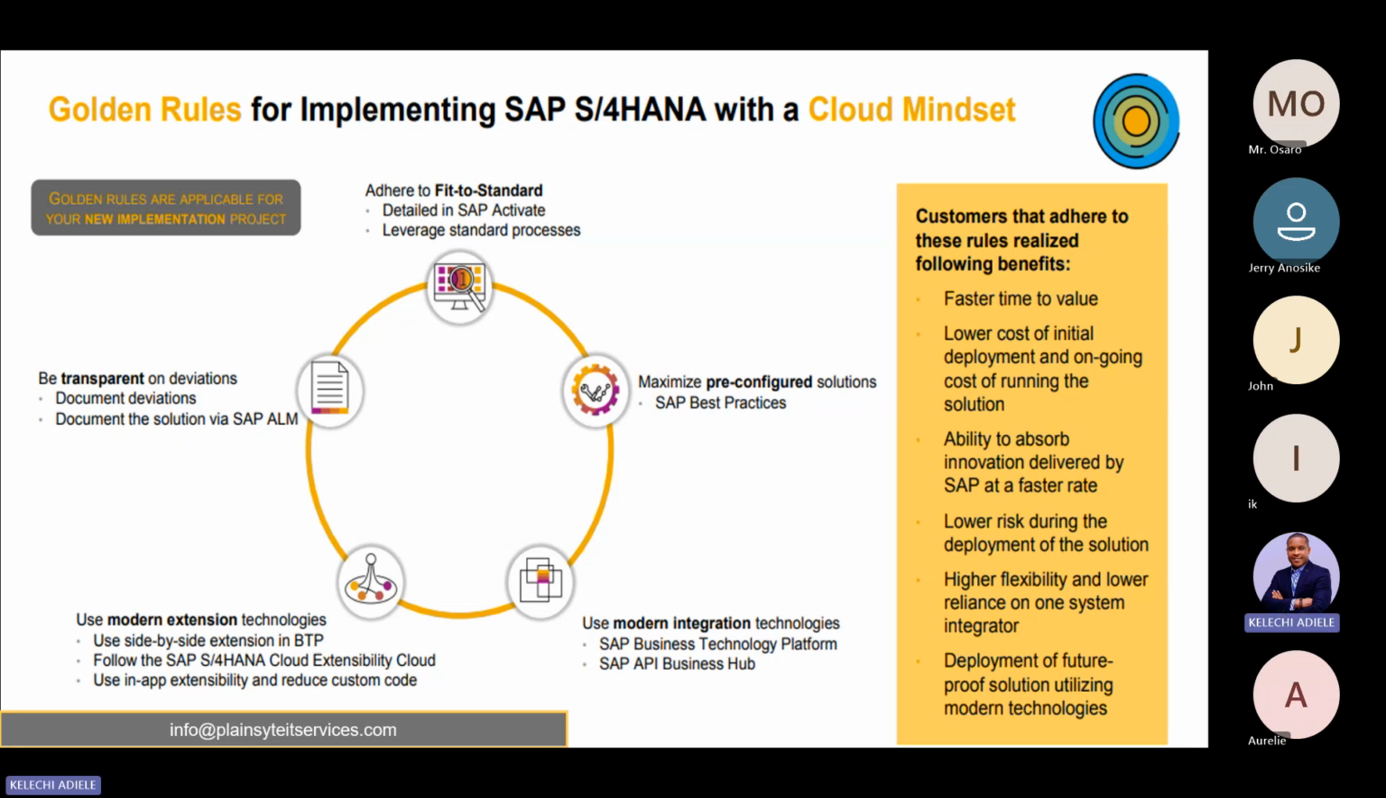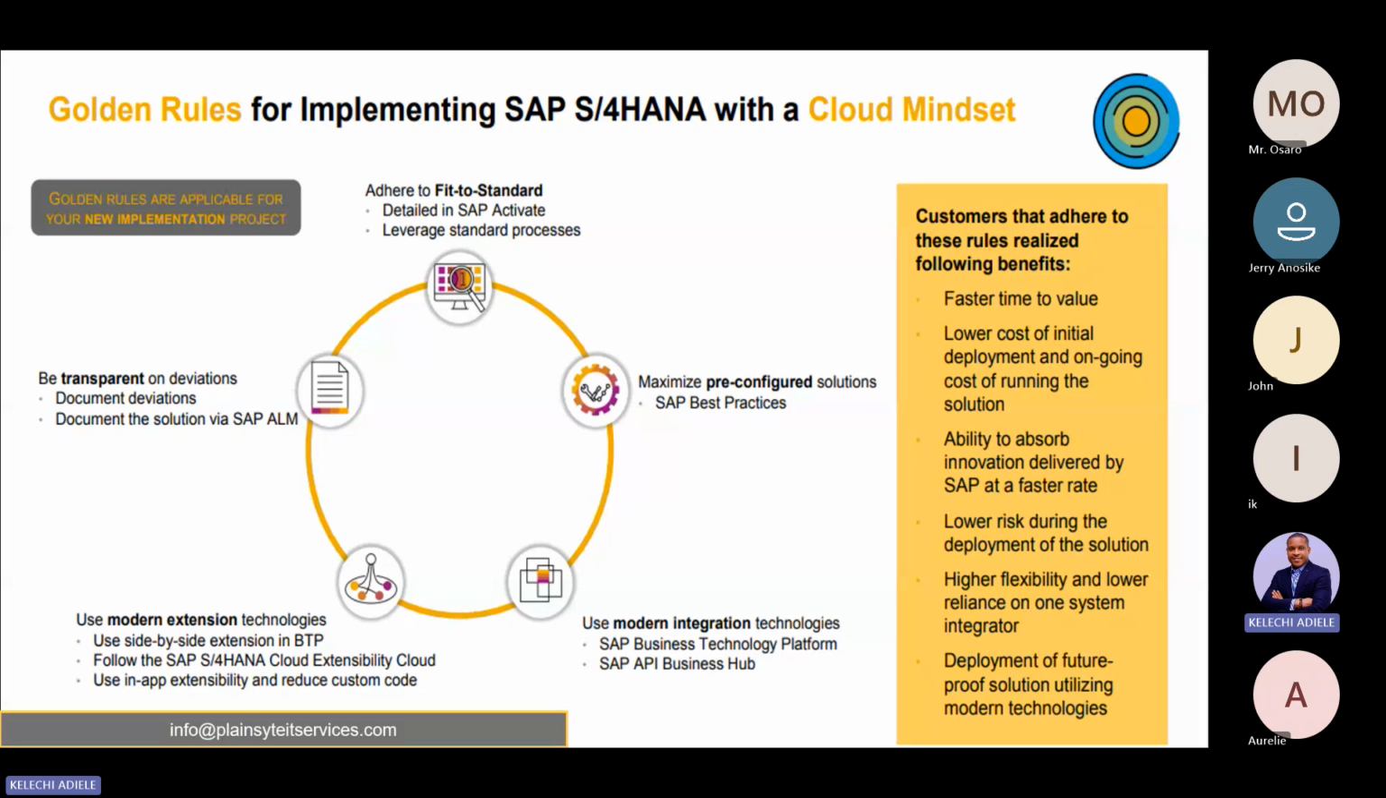The second golden rule says maximize pre-configured solutions, avoiding too much configuration. Use all the available tools you have in SAP. Use the best practice. Again, it's a very important golden rule. Don't go outside of the system if you don't need to. As much as possible, maximize the resources and follow the best practice that has been defined.